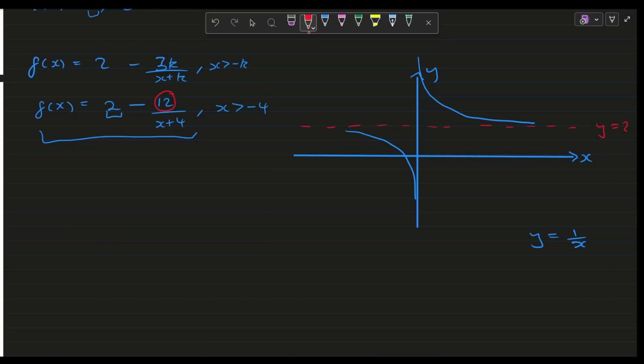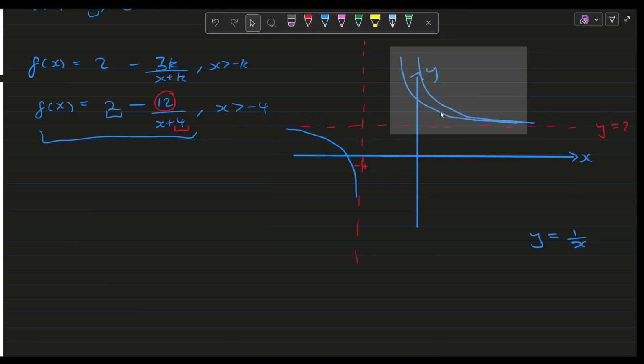Okay, and then we've got this plus 4. That's a translation in the x-axis by negative 4 units. So negative 4 units, let's say x is negative 4 is somewhere here. It means we're shifting our graph to the left by 4 units. So this part shifts and we've got our new asymptote here, and this part shifts as well to the left like that.